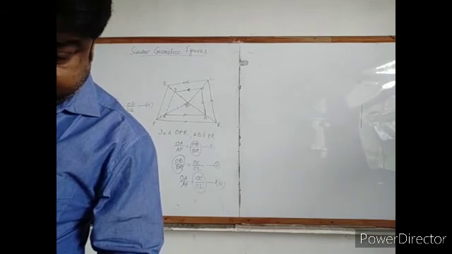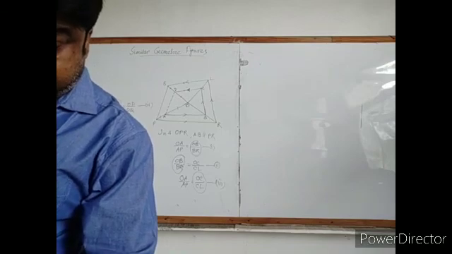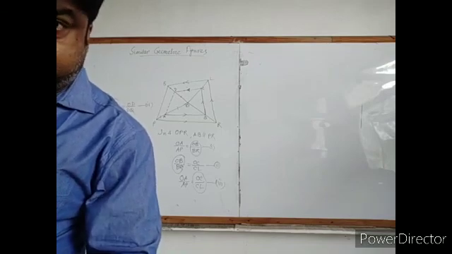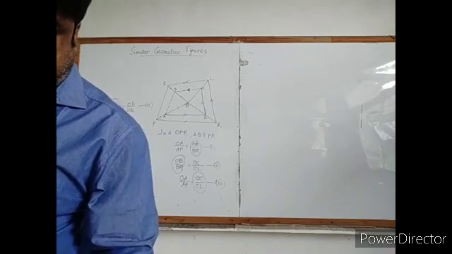Now example 4: show that the diagonals of a trapezium. So examples 4 and 5 you go through. I think hopefully you can do it.